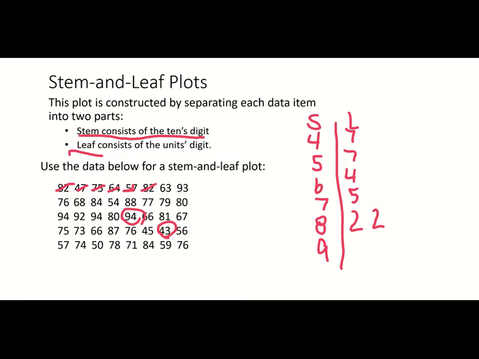Then we have 63, 93, 76, and then you would just keep going through the list and putting in all of the leaves to get your stem and leaf plot. One other thing that you do want to add is a key. So, for the key, I would say like 81, and I would draw the stem and leaf plot is equal to 81. So 8|1 is equal to 81.